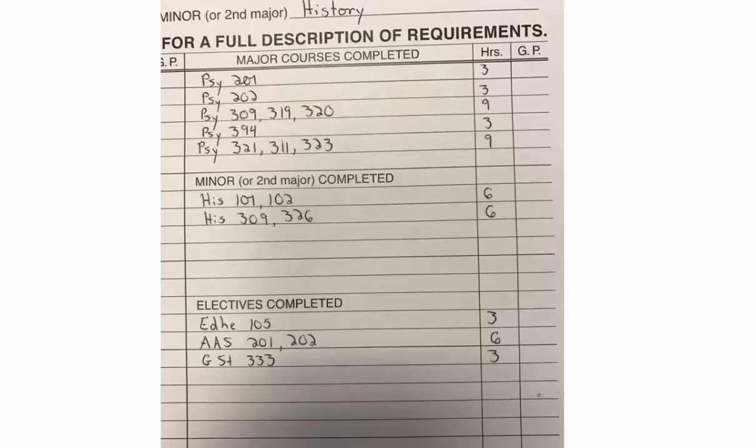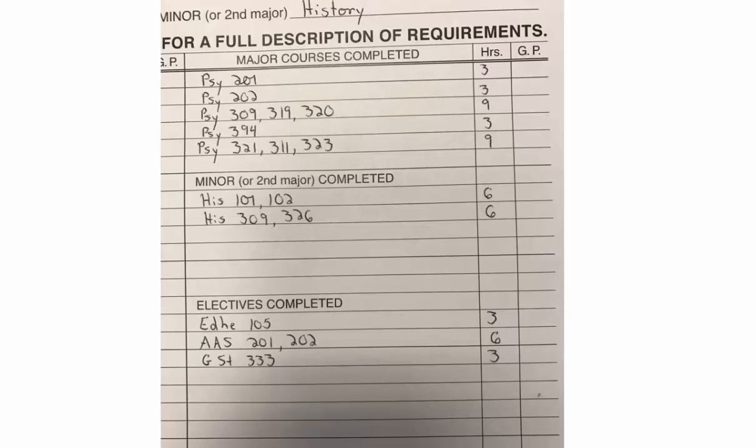You want to make this application as easy for the person reviewing it to see that you have completed all of your requirements as possible. Therefore, because we require everybody to take general psychology, Psychology 201, I go ahead and put that on one line. Let them know that you got your general psychology done. We also require all of our students to take psychology statistics. So go ahead and put Psy 202 on the next line.